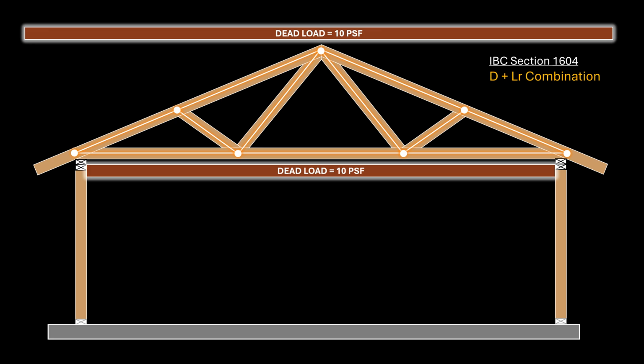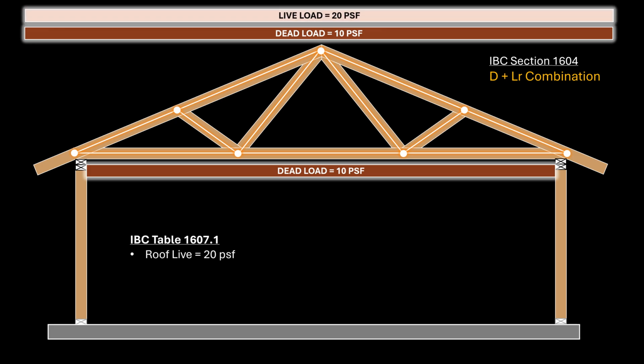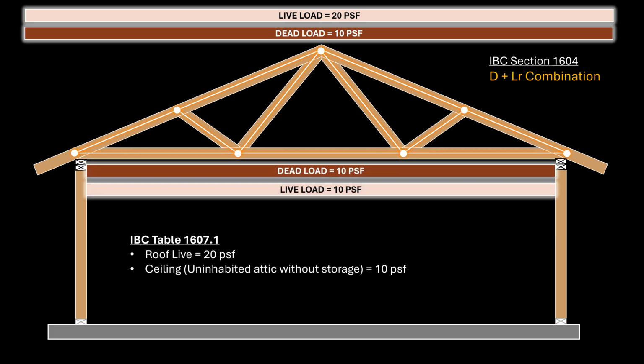Let us now consider live loads. According to Table 1607.1 of the IBC, ordinary pitched roofs should be designed to support a uniform live load of 20 pounds per square foot. The code allows live load reduction, but we will not use it for this project. For the ceiling, Item 27 on the same table requires uninhabitable attics to be designed to support a uniform live load of 10 pounds per square foot. These are the uniform loads that we will use in our analysis.